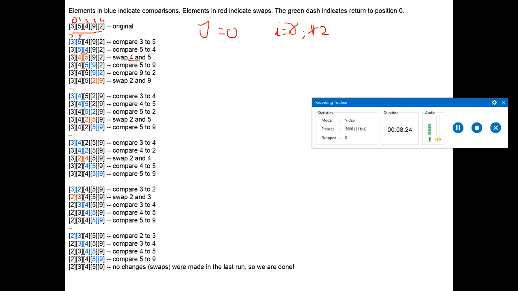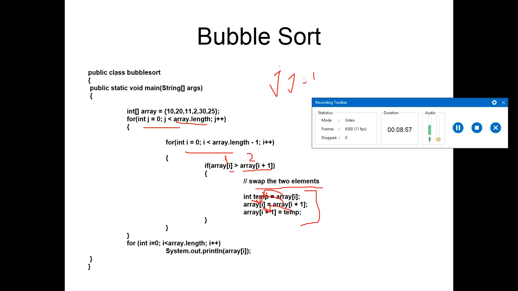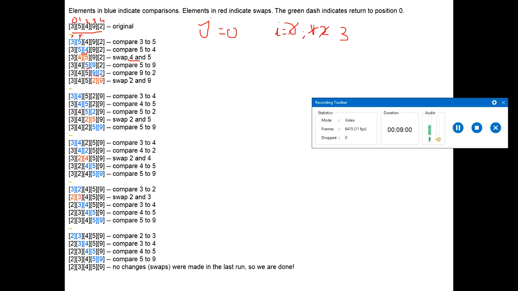Now i is incremented, so i becomes 2. What is the element at position A[2]? It's 5, and A[i+1] is 9, that is A[3]. Now we compare 5 with 9. Is A[i] greater than A[i+1]? No, so nothing happens. i is incremented, so i becomes 3. What is the array element at position 3? 0, 1, 2, 3, it is 9. So A[i] is compared with A[i+1]. Is 9 greater than 2? Yes, A[i] is greater than A[i+1], so we swap them.